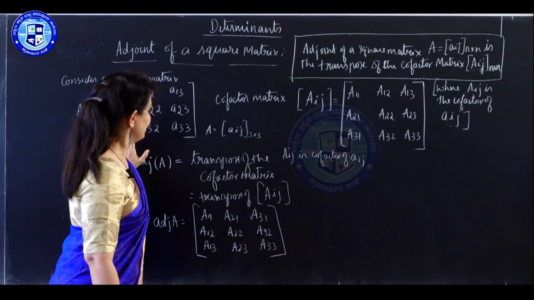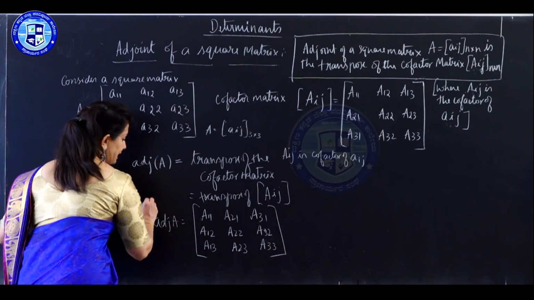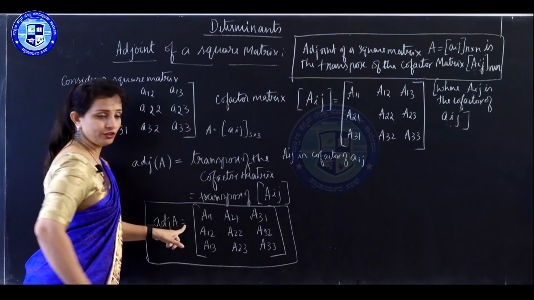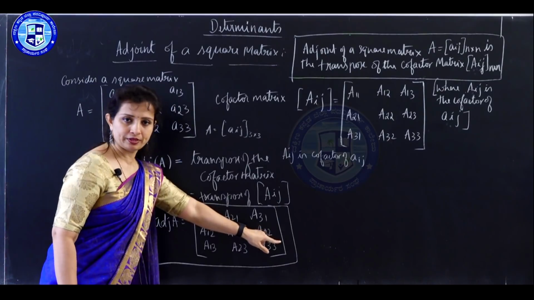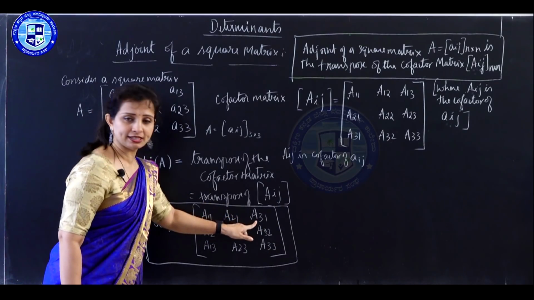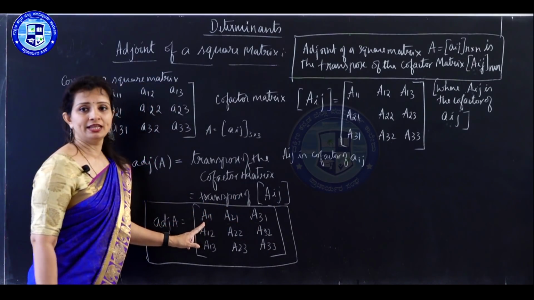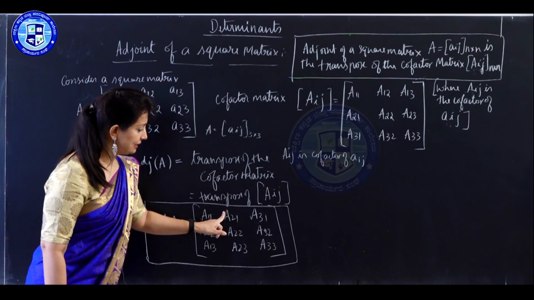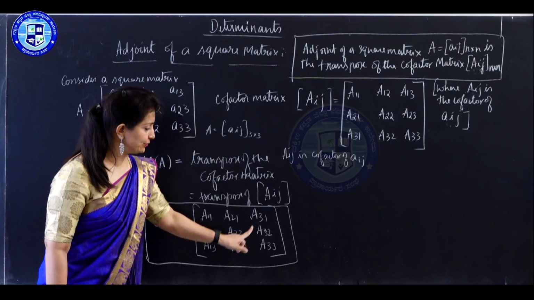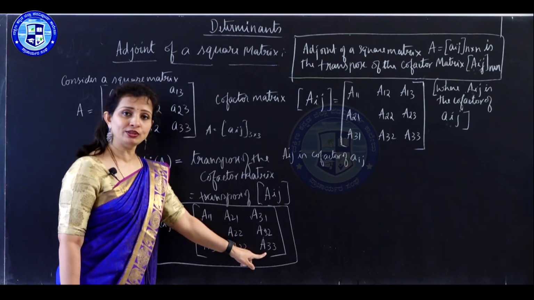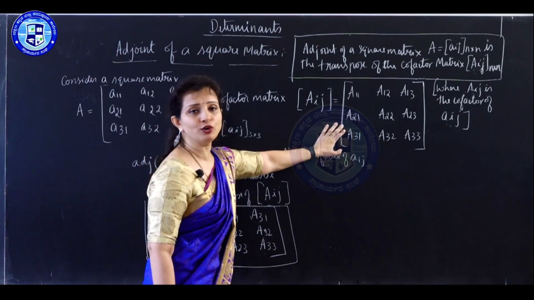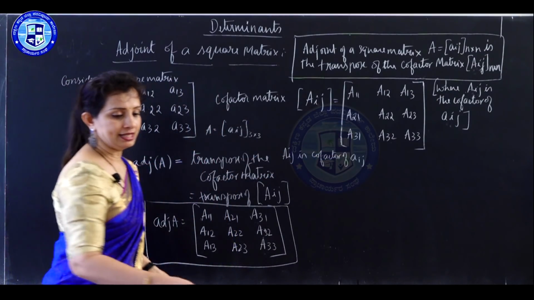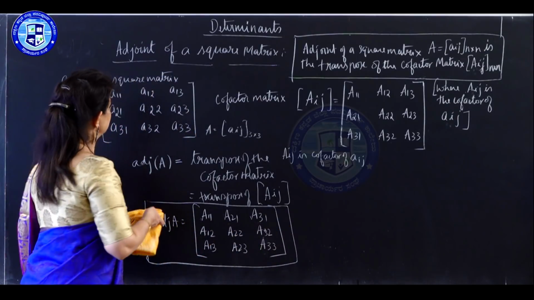Okay. So here we have to note this down. The adjoint of A is a matrix where each element is a cofactor: A11, A12, A13 and A21, A22, A23, A31, A32, A33, which is the transpose of the cofactor matrix. Please make a note of this. Next we will see the examples.